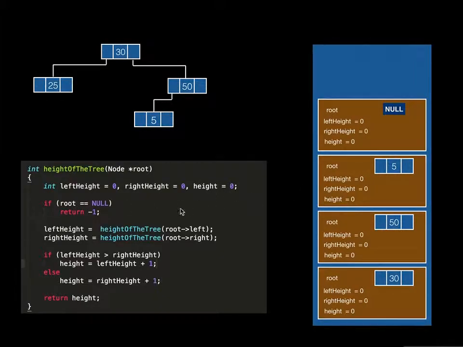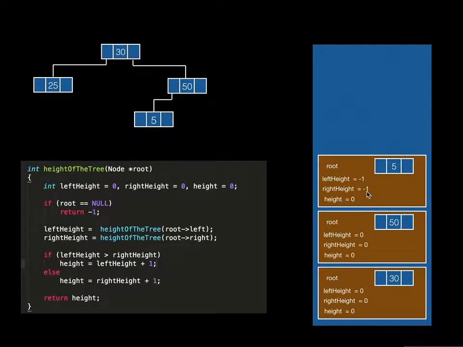Because we are finding the left child of 5, left height is going to be -1. Now we are going to find, is there any right subtree for 5? Let's check. No, there is none. Then the right height is going to be -1. -1 and -1, so height is equal to 0. Now when 5 returns, the left height of 50 is going to be 0.